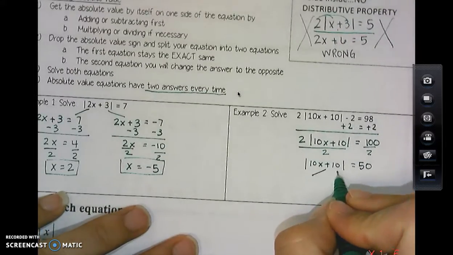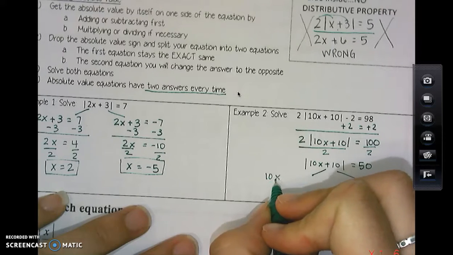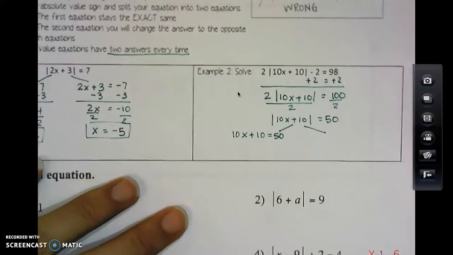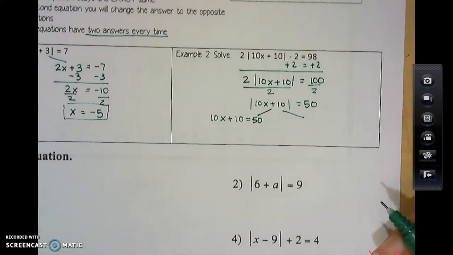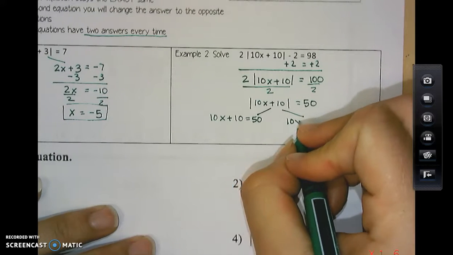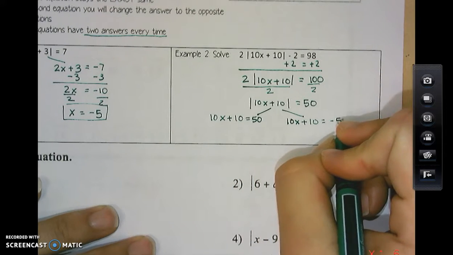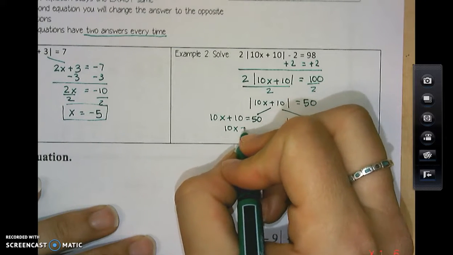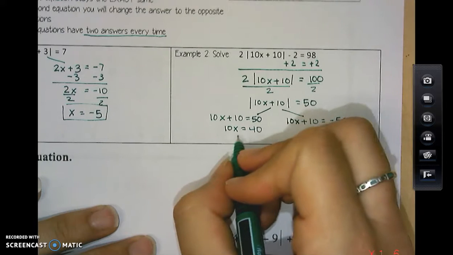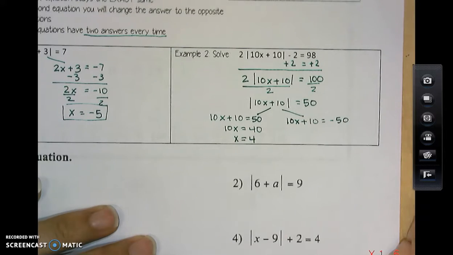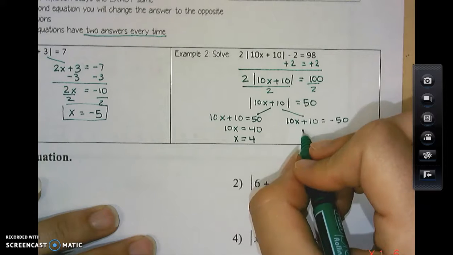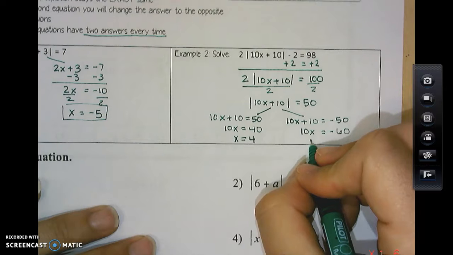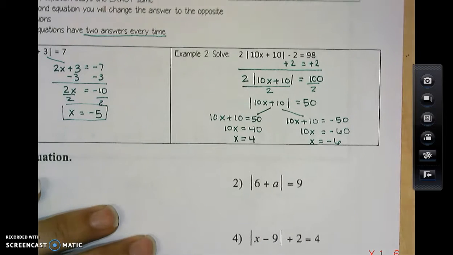Drop the absolute value sign and split your equation into two equations. So this is where I'm going to split. So the first one stays the exact same. I'm not changing anything. The second one, I'm going to change my answer to a negative. So 10x plus 10 equals -50. And I'm going to go through and solve both of these. So subtract 10 from both sides. So 10x equals 40. And divide by 10. So x equals 4. And then here, if I subtract 10 from both sides, I get 10x equals -60. Divide each side by 10 and x equals -6.